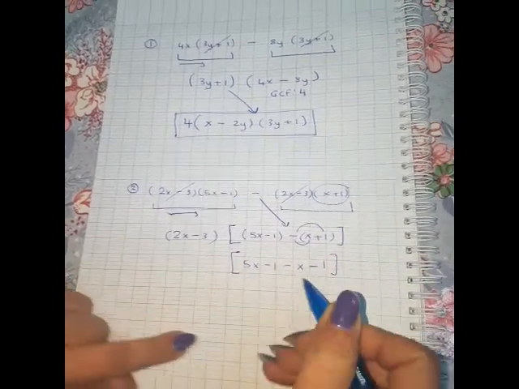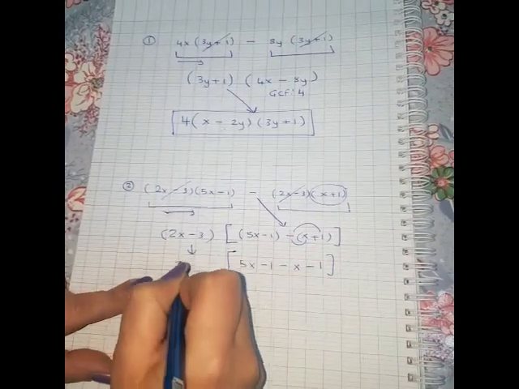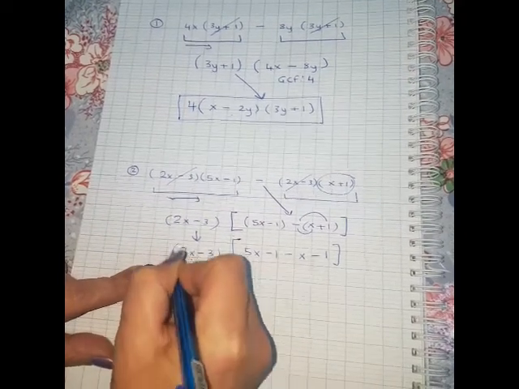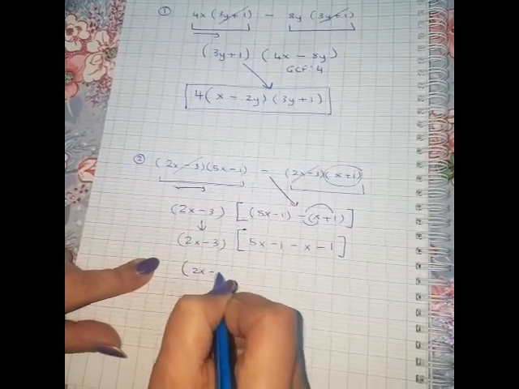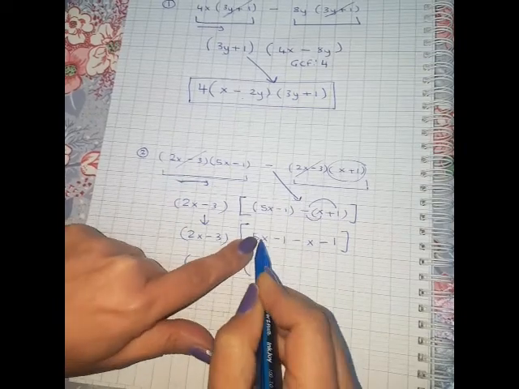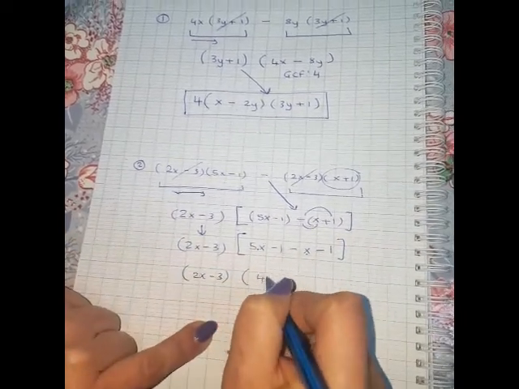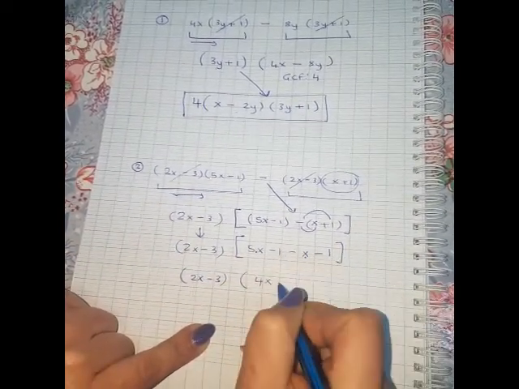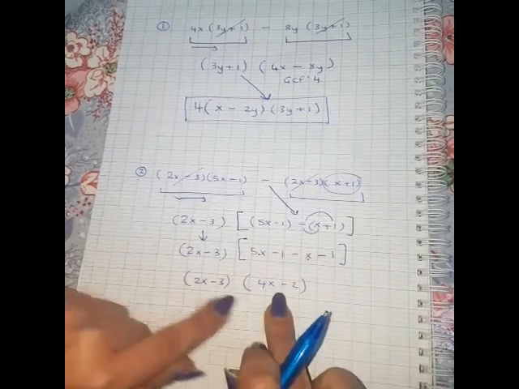And I start adding and subtracting my like terms. I bring down the 2x minus 3 every step of the way. 2x minus 3. And then 5x minus x is a 4x. Minus 1 minus 1 is a minus 2. This is my final answer.